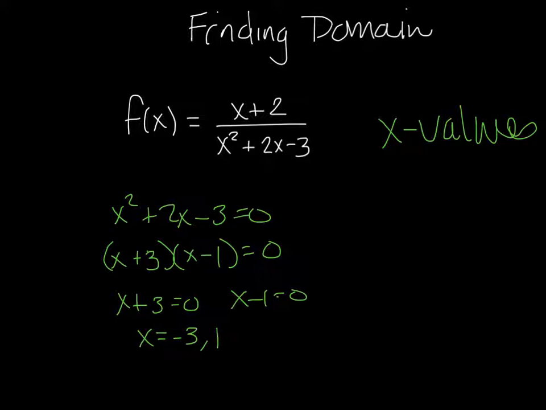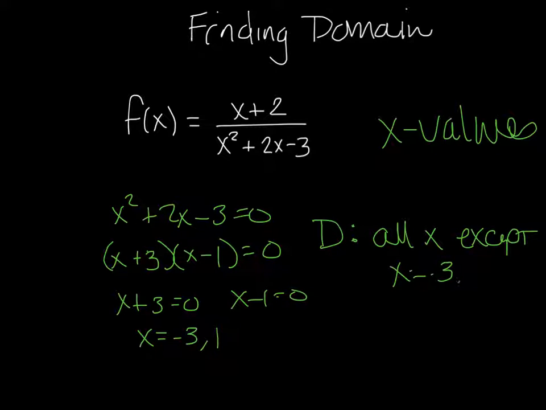Now those would be my vertical asymptotes. Those, however, are not my domain. See, the domain is everything that does work, and these ones don't work. So the domain is all x except x equals negative 3 and x equals 1. Okay, so that's all x except that. There's many ways to write that, but that's one way.